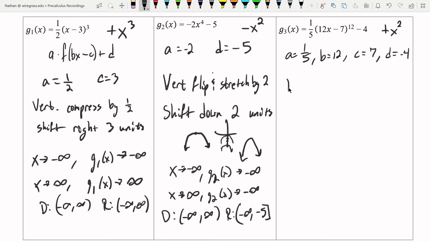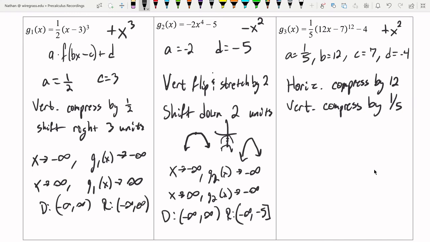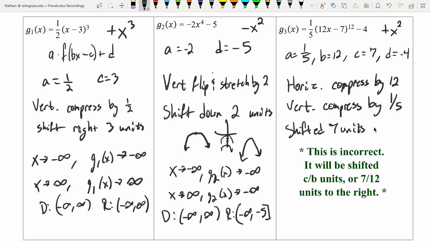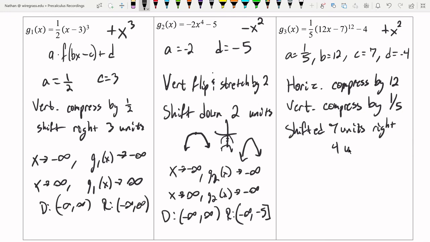So we know it's going to have a horizontal compression. b is 12, so if it's greater than 1, it's going to be a compression by a factor of 12. It's going to have a vertical compression as well by a factor of 1/5. Then it's going to be shifted 7 units to the right and 4 units downward.